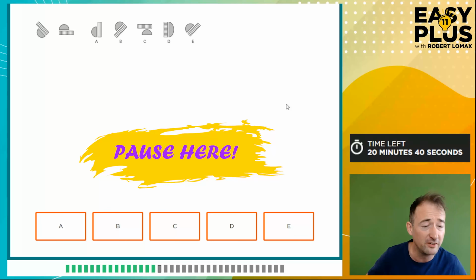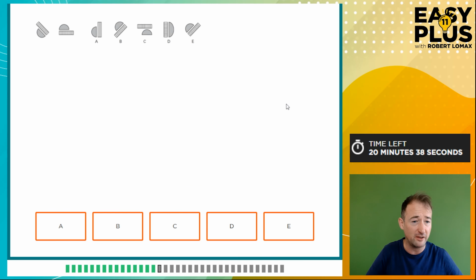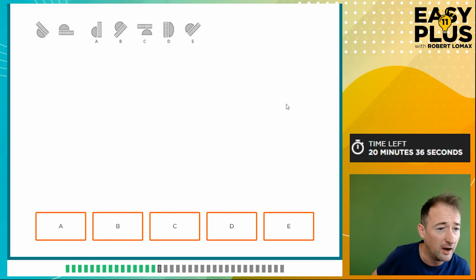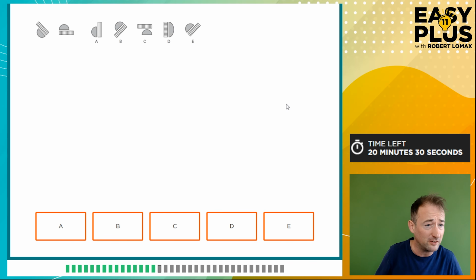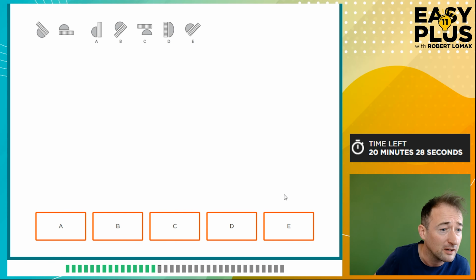Oh look, these are clearly rotations of each other. Okay, so we need another one that's a rotation. Oh, B looks similar, but no, that's a reflection. It's the wrong way around. C looks similar, but the semicircle's been turned. E, definitely E.